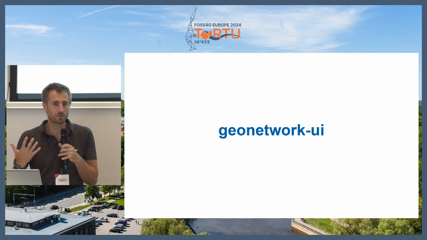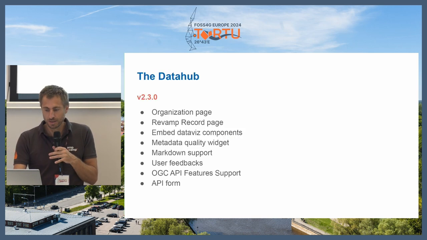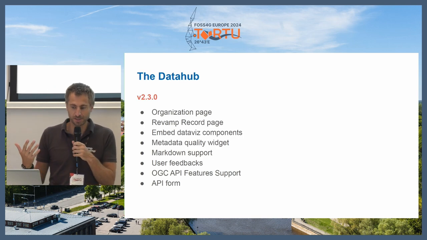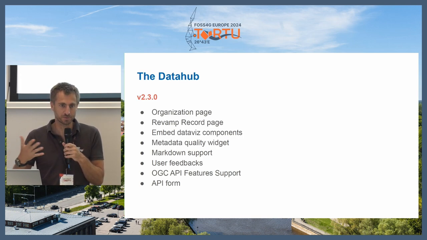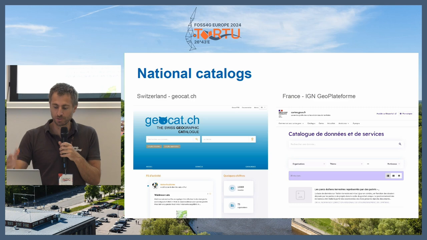Besides all this work done on the core, last year we presented this project GeoNetwork UI, which comes along the need to have more open data use cases within our catalog. So one application within GeoNetwork UI was the Data Hub, and there was a lot of development within this front-end application, which is an alternate search for GeoNetworks. There is organization pages. I will show quickly. There is quite a success.